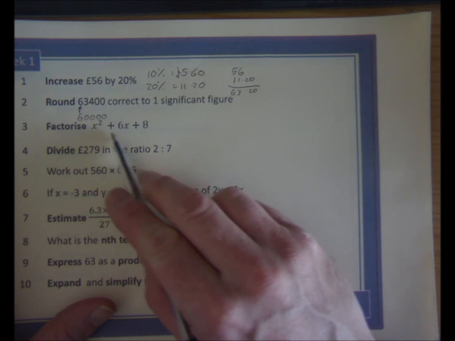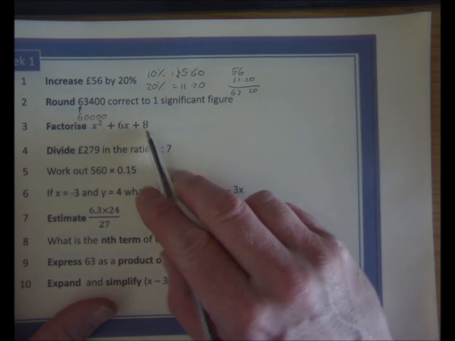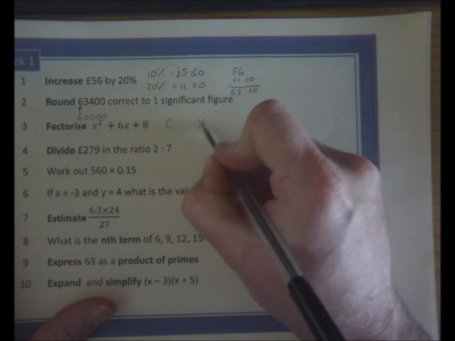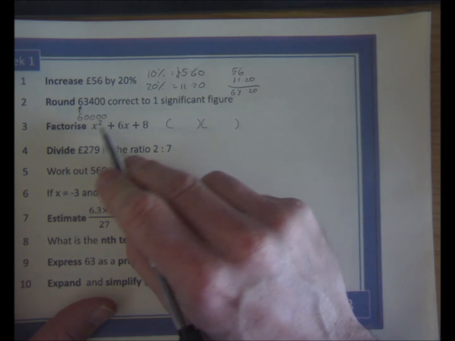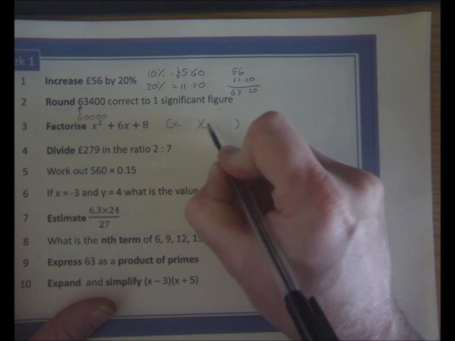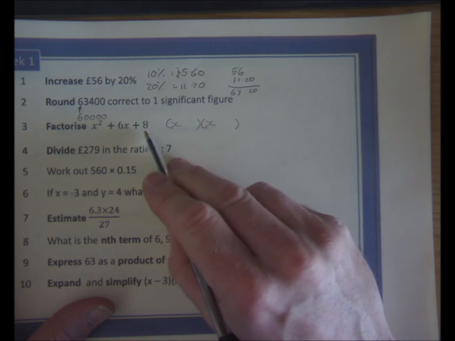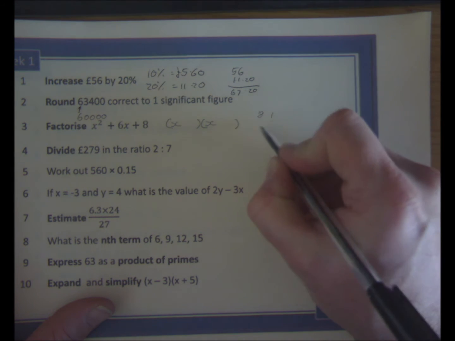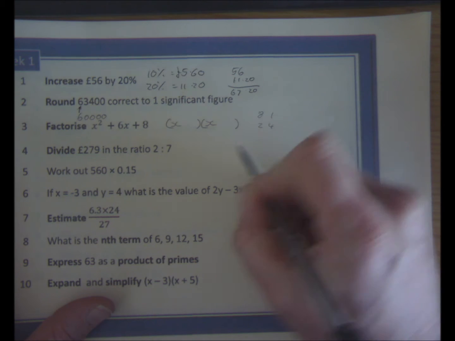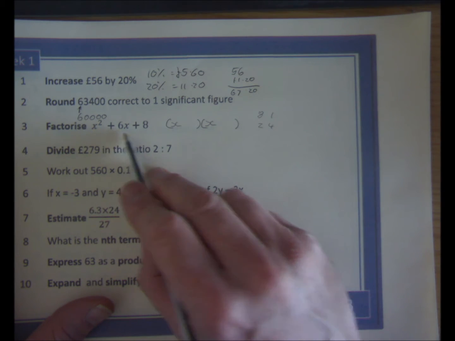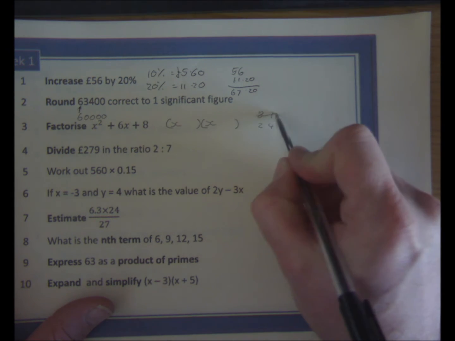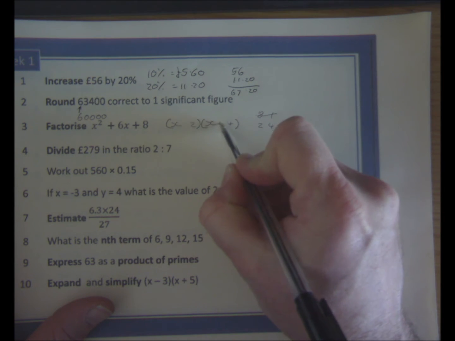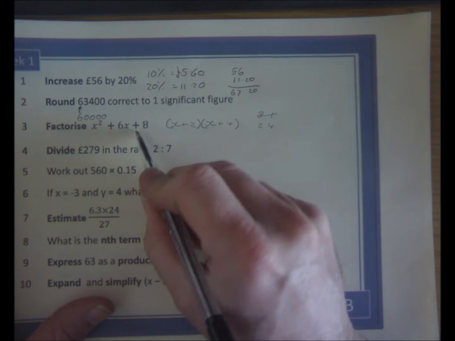Factorising an expression like this means put it into brackets. If there's no common factor in all of it, then chances are it's going to go into 2 brackets. To make the x squared term, it's going to have to be an x. To make the 8, I've got a couple of options. I could have 8 times 1, 2 times 4. I need to consider where the 6 comes from. 8 and 1 won't make 6. 2 and 4 will, if they're both plus, which matches all the signs.